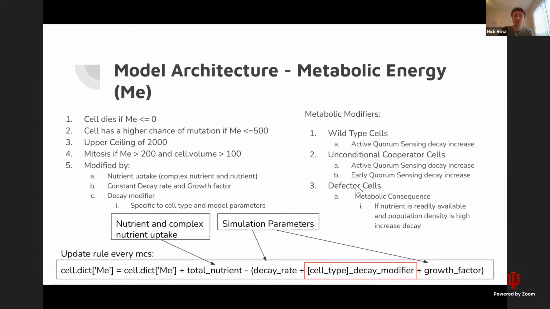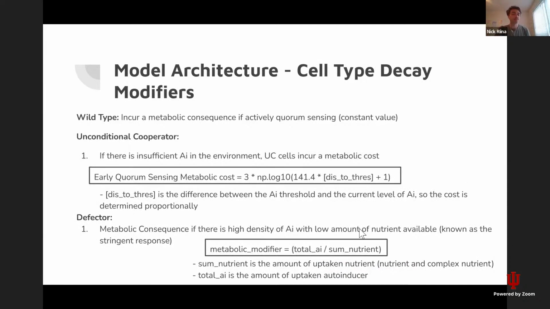And then the defector cells, this was the stringent response I mentioned earlier. I'll show the equation for that. But if nutrient is readily available and the population density is high, we have a larger decay. But we'll get into that in this slide. So here's our three decay modifiers that I was just talking about. If actively quorum sensing, the wild type cells have a constant decay. That just says you're quorum sensing. We need to subtract resources for that.